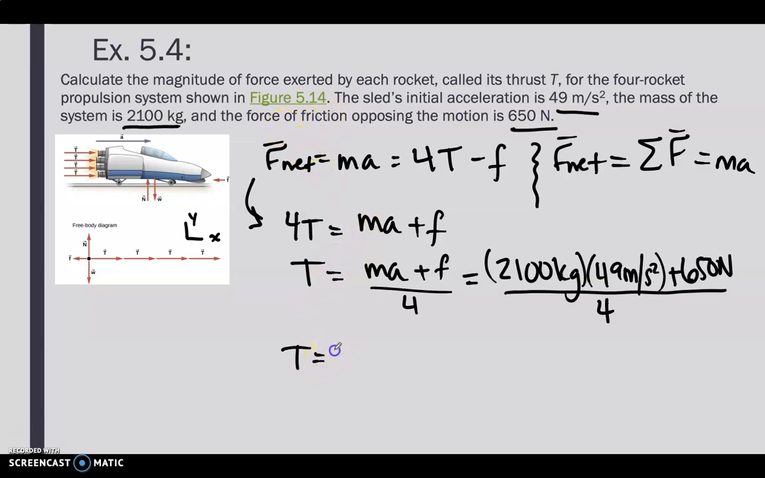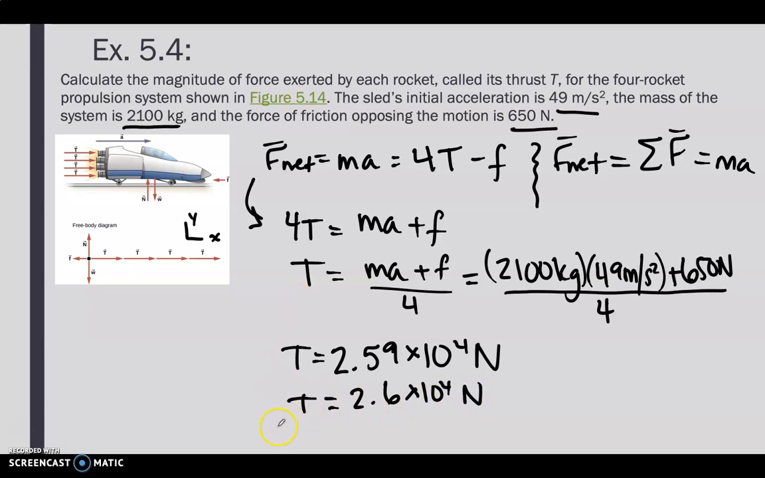And I get 2.59 times 10 to the 4th, and that is in newtons. Okay, we could probably round up to 2.6 times 10 to the 4th newtons. Okay, so this is now my thrust of each rocket.